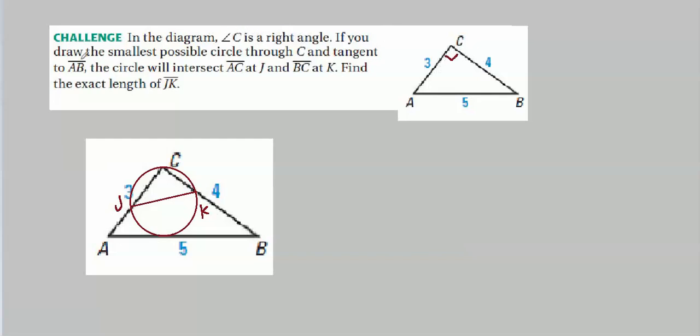Now, if you draw the smallest possible circle through C, what would that mean? Well, that means through C and tangent to AB. That's an important part. Which means it has to touch AB and go through C. The smallest possible circle that could do that, well, what's the smallest distance from a segment to a point, or a line to a point? It's the perpendicular distance.